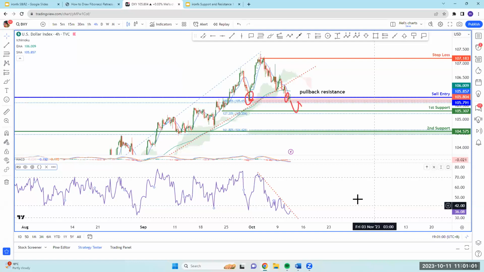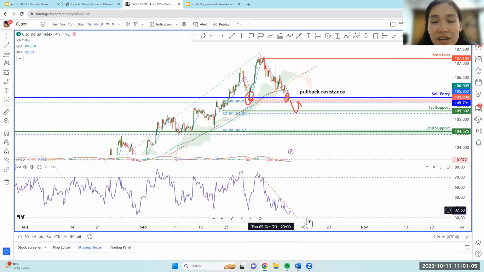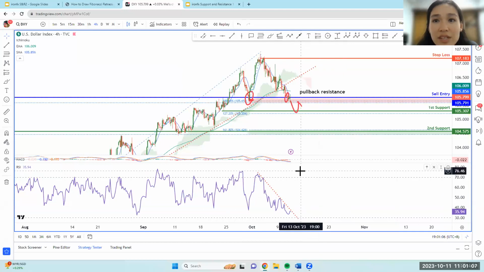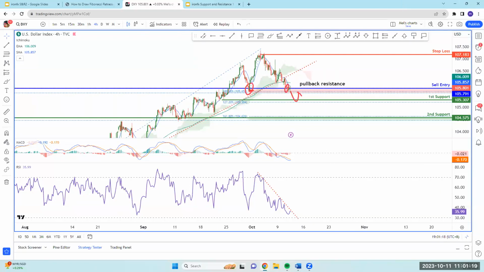Another way is by looking at divergences, but we have another webinar for that, so you can stay tuned. We'll go more in depth because I don't really have the time right now. But those are the three ways that you can use RSI.